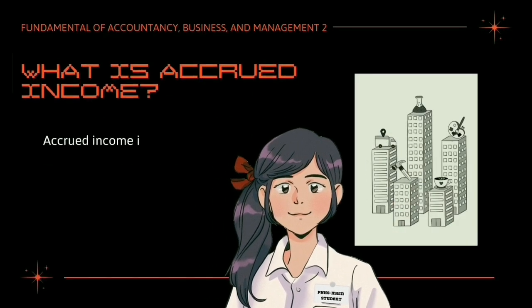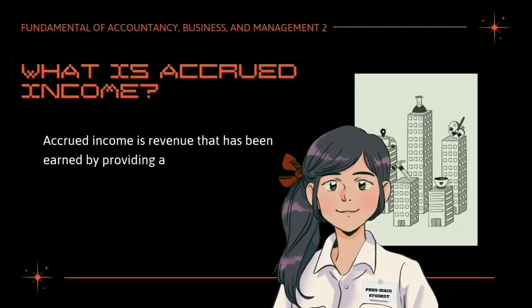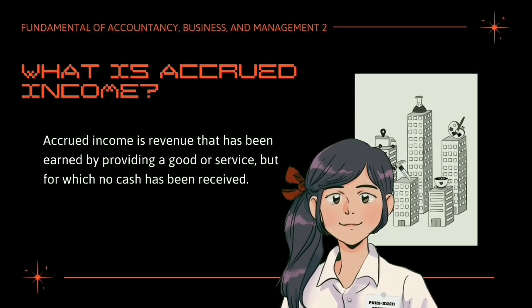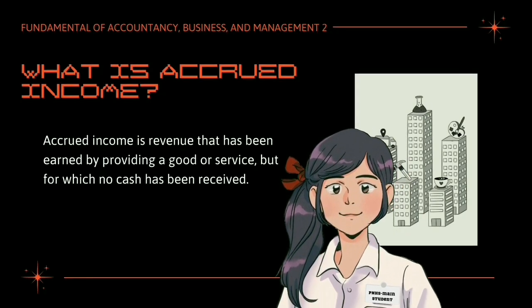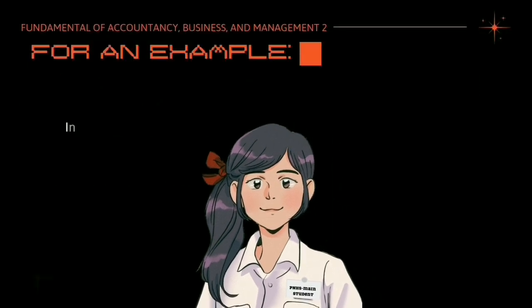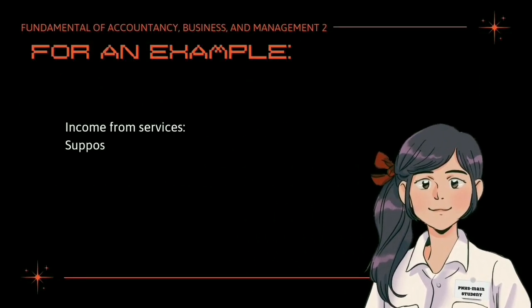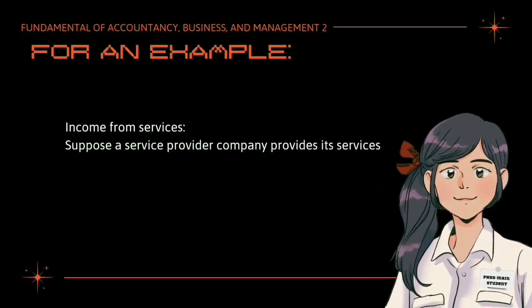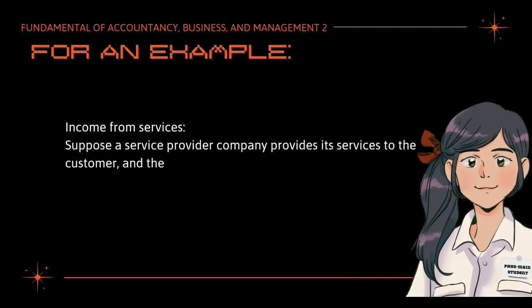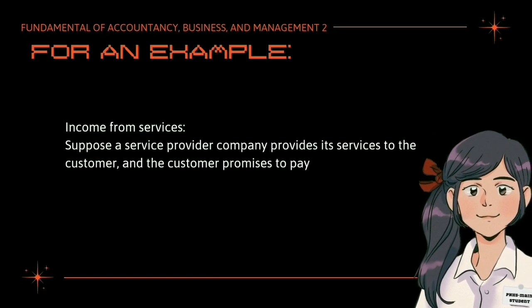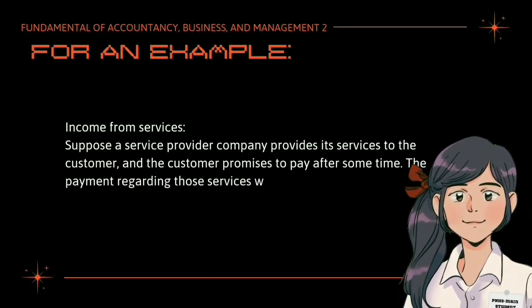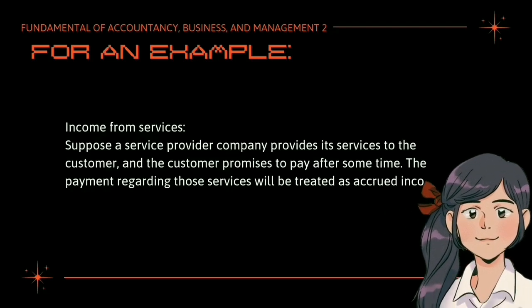What is accrued income? Accrued income is revenue that has been earned by providing a good or service but for which no cash has been received. For an example, income from services. Suppose a service provider company provides its services to the customer, and the customer promises to pay after some time, and the payment regarding those services will be treated as accrued income.